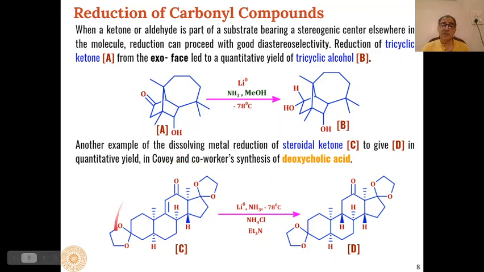Then another example is in case of reduction of steroidal ketones. For example, in this alpha beta unsaturated steroidal ketone, when this is reacted under these conditions, it undergoes dissolving metal reduction, and we will get deoxycholic acid as the product ultimately after a few more steps after the formation of this compound. And you can see that in case of alpha beta unsaturated ketones, only the carbon-carbon double bond is reduced, and the carbonyl functional group is not reduced. So this is again a very selective reaction for the synthesis of saturated ketones from alpha beta unsaturated ketones.